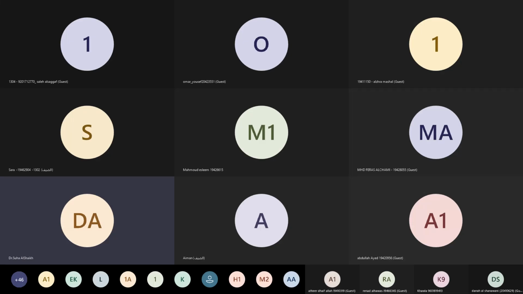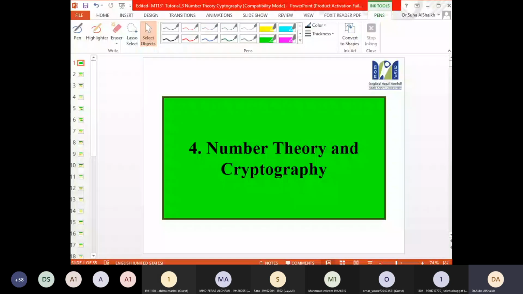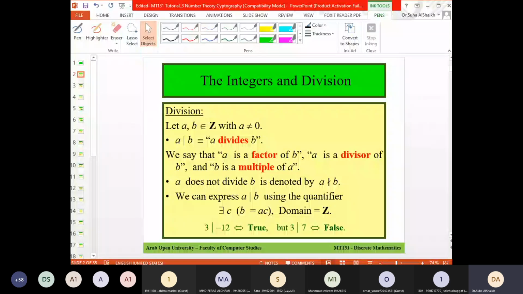Tutorial 3, which is number theory and cryptography. In this tutorial, the numbers that we are talking about are the integers. We know what integer means. What does integer mean? Integer, I'm talking about Z. We refer to it with Z.